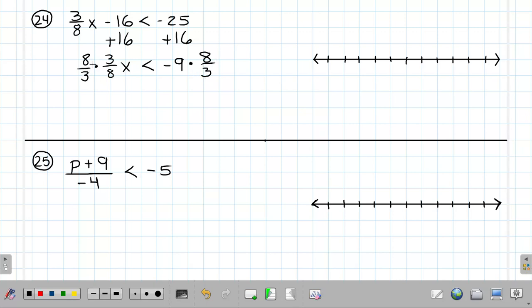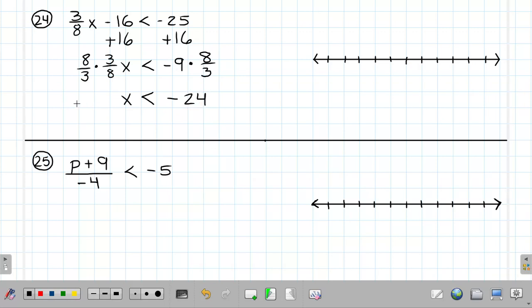So the whole point of doing that is those go away, so we get x. We multiplied by a positive 8/3 on both sides, so that means our sign should stay the same. And then we've got negative times a positive is a negative. 9 times 8/3, a little tricky here, but we get 9 times 8 is 72 divided by 3. Let's see, that would be 24. Once again, if you have Desmos, you need to use that. -9 times 8/3 is -24.